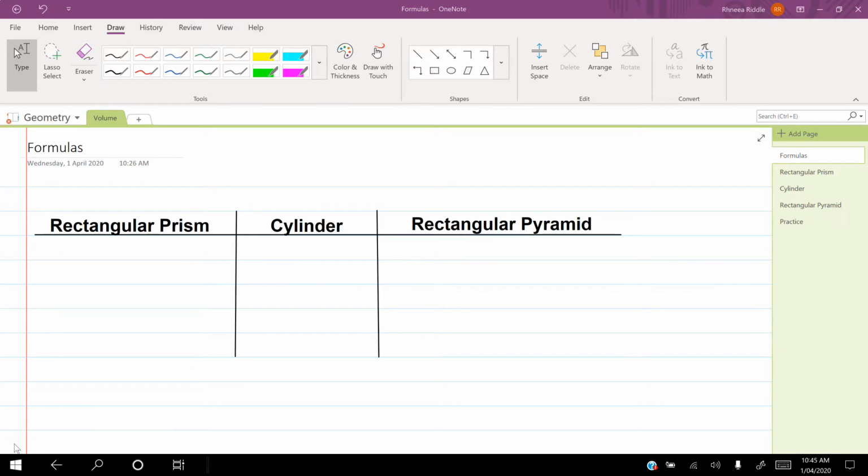Today we are going to be learning about volume. So the first step to learning about volume is to learn about all the different kinds of formulas for each different shape and 3D object we're going to be using to find volume.